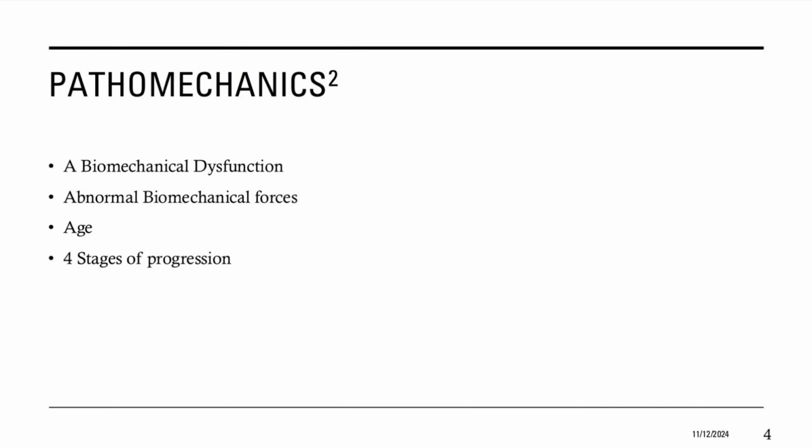So age is also a factor, as this condition usually appears during the 3rd and 4th decades of life, and it is more often in men. And there are 4 stages of progression. In the first stage, it's characterized by unilateral symptoms, for example, pain in the adductor muscles when kicking a soccer ball. This pain goes away after warming up but comes back after training.